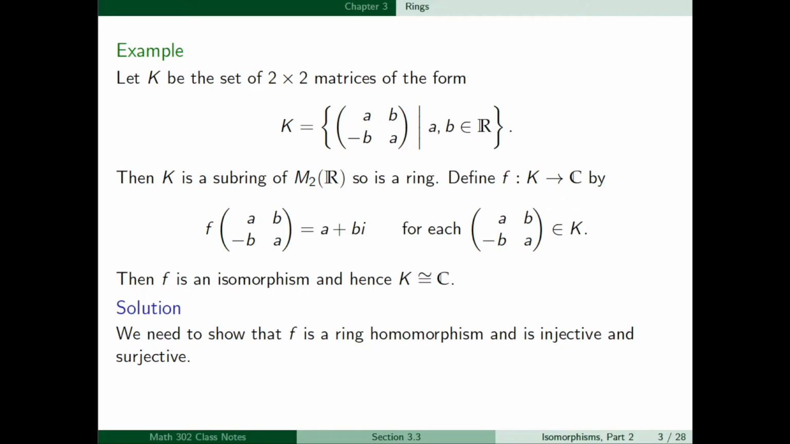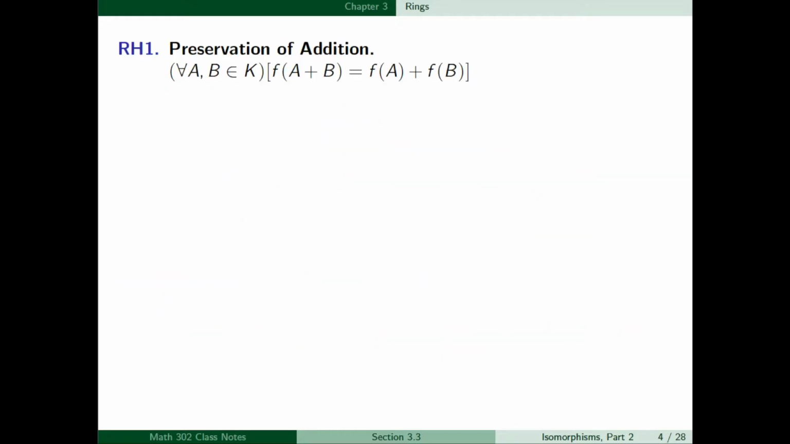So to show this, we need to show that f is a ring homomorphism and is injective and surjective. We'll first show that f satisfies RH1 and RH2. So for RH1, preservation of addition, we need to show for all A, B in K, f of A + B is equal to f of A + f of B.